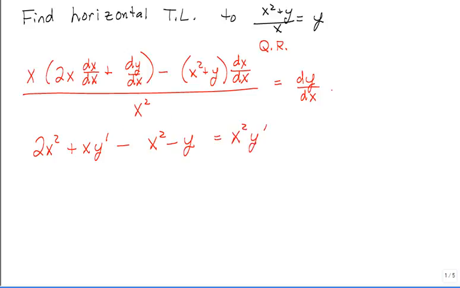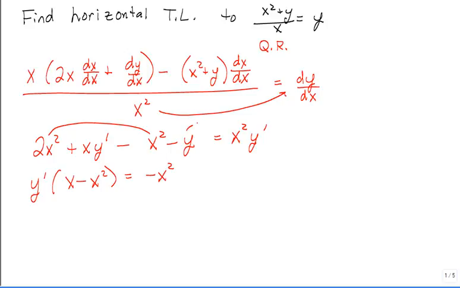And then multiply both sides by x squared to get it out of the denominator. So I'm going to take that, multiply both sides by x squared. Get all the y primes together and factor. Take everything else to the other side. Actually, 2x squared minus x squared is x squared, so I take that to the other side, and I take this to the other side, so I have plus y. So y prime is minus x squared plus y over x minus x squared.